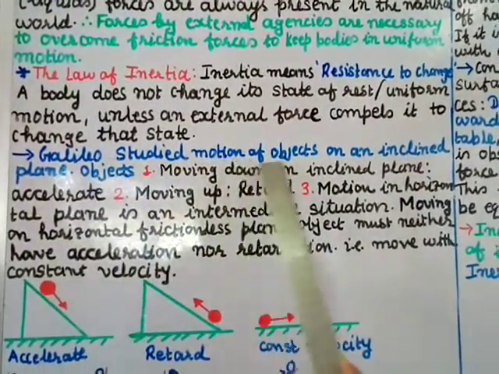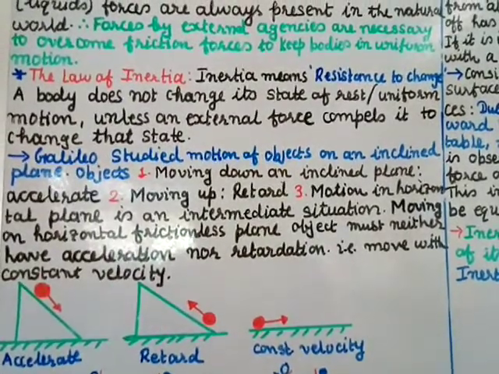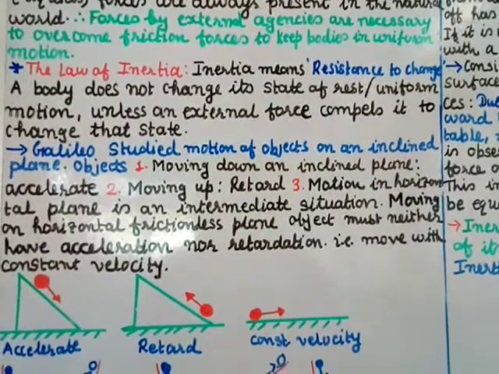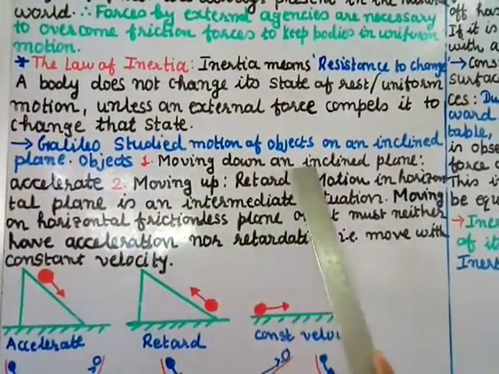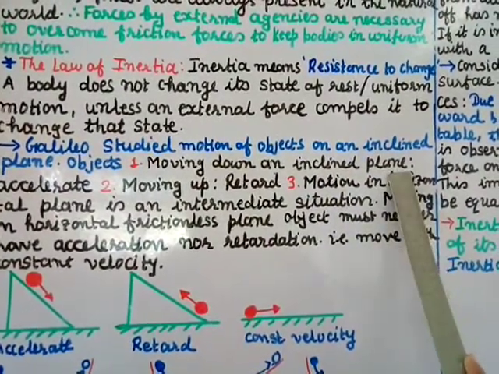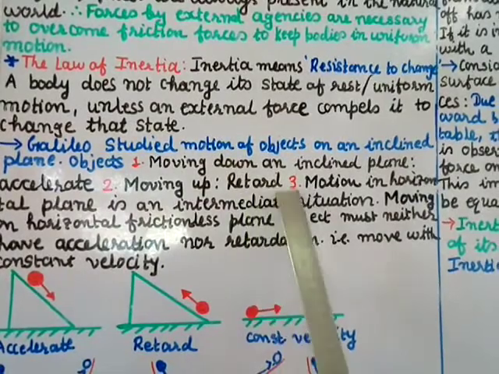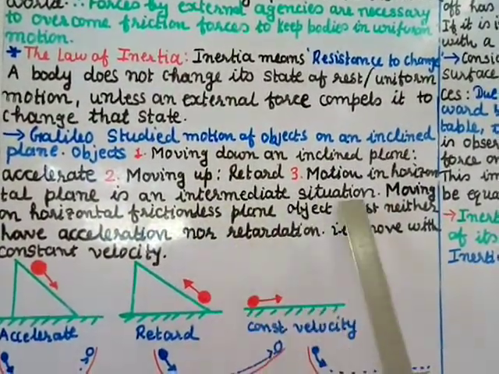Galileo studied the motion of objects on an inclined plane. So he studied the motion on inclined planes. He did many experiments. We shall study two experiments. Number 1, objects moving down an inclined plane accelerate, and number 2, objects moving up retard. Number 3, motion on a horizontal plane is an intermediate situation.